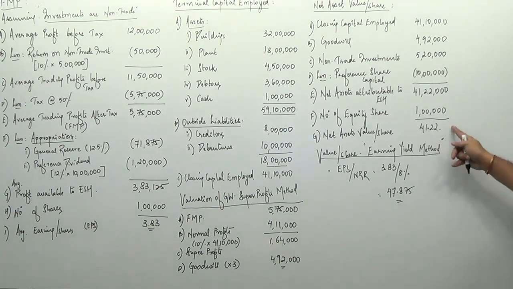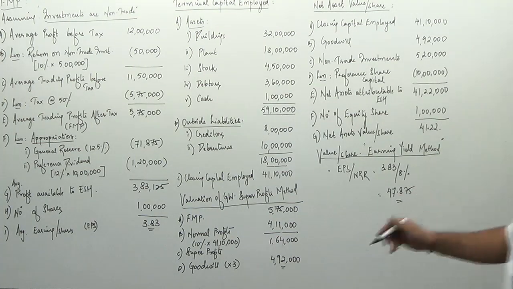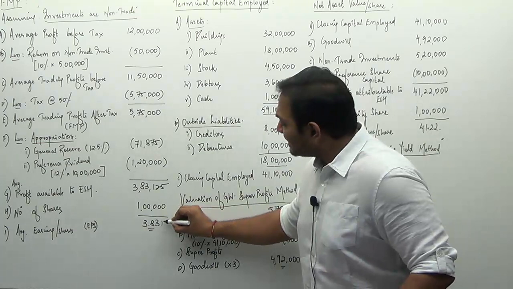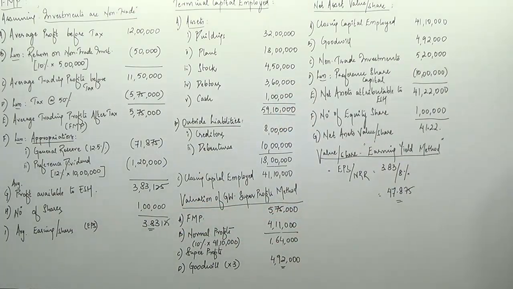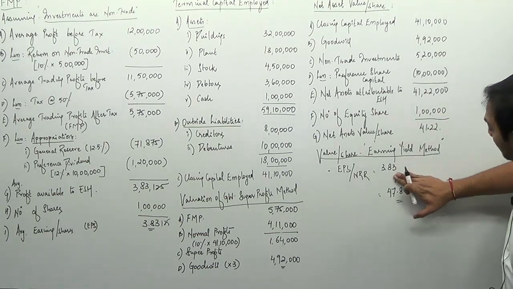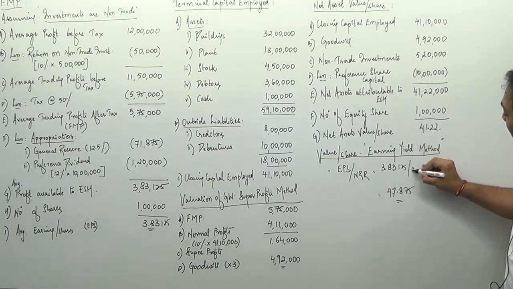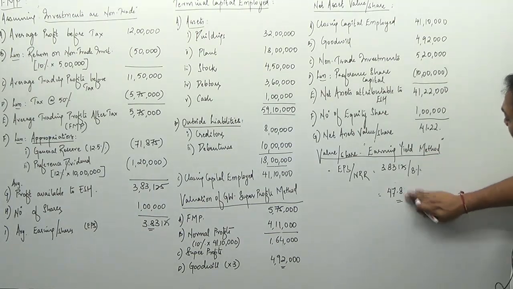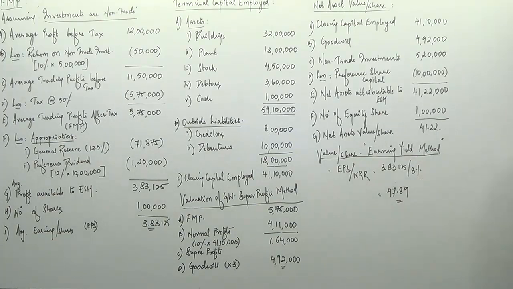Now I have two values per share. Guys, check, does it make any difference if I take it as 383125? Let's take the full values. 383125 divided by 8%. We rounded off there. So I think this will change. This will become 47.89. So it doesn't make any difference.